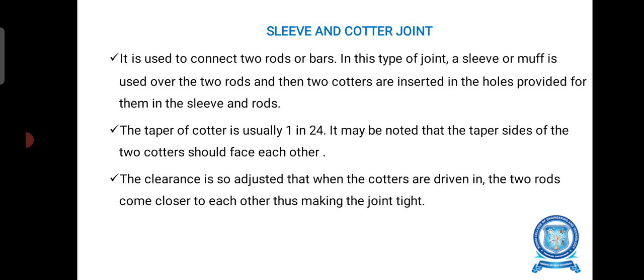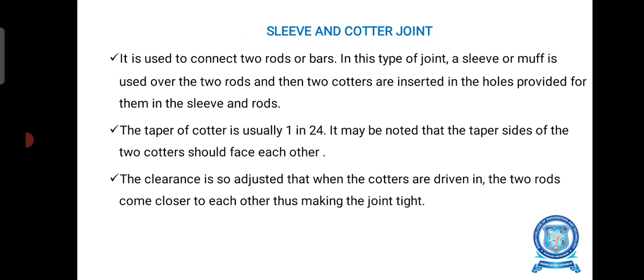In this type of joint, a sleeve or muff is used over the two rods and then two cotters are inserted in the holes provided for them in the sleeve and rods, right? The taper of cotter is usually 1 in 24, right? It may be noted that the taper sides of the two cotters should face each other, right?